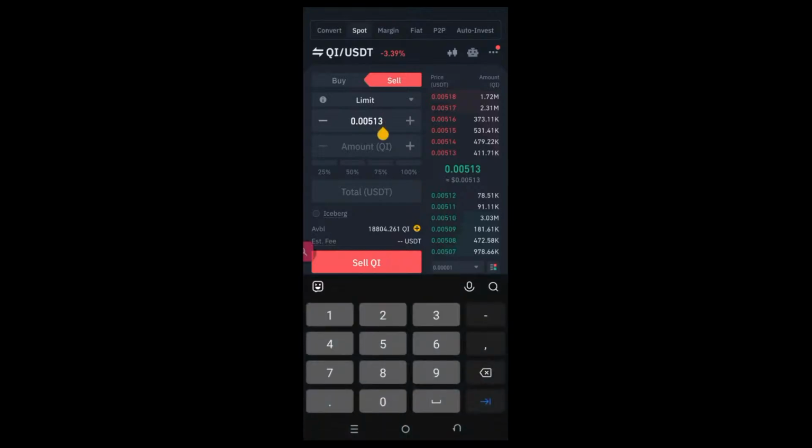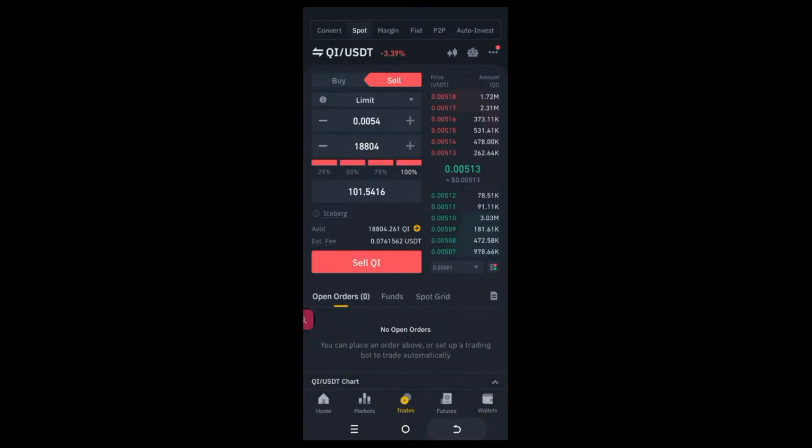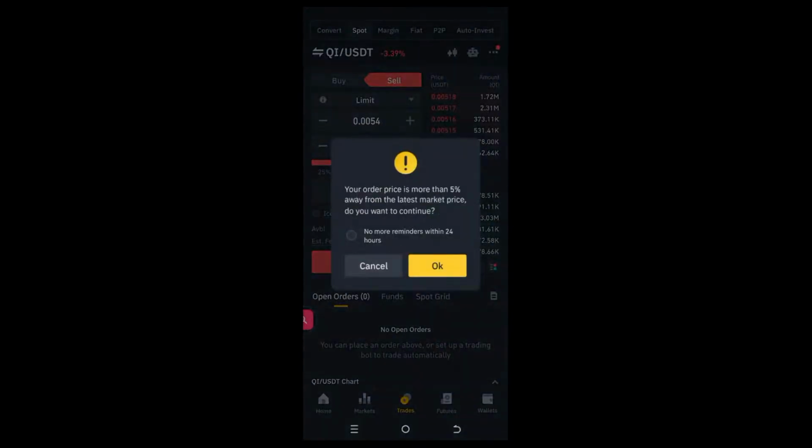Because if I try to sell now, I'm going to be losing $3.60. It doesn't make any sense. So we're just going to change this to 5.4 and just wait for it. All right. Okay, at least we'll make $1.50. We'll wait for it. So that's it. We'll just click on sell. No more reminders, please.